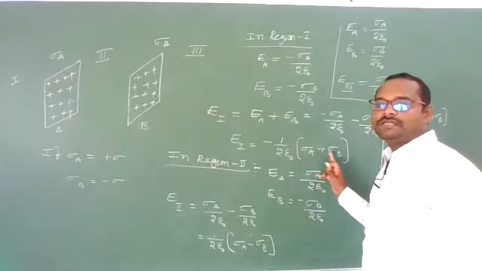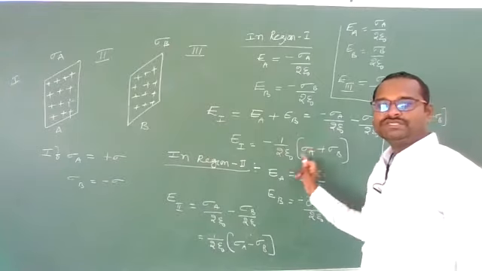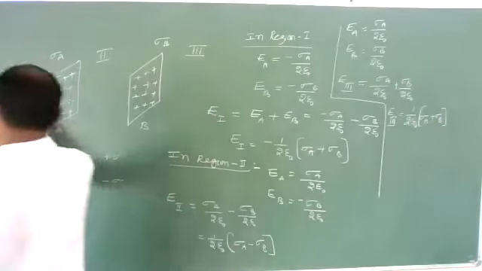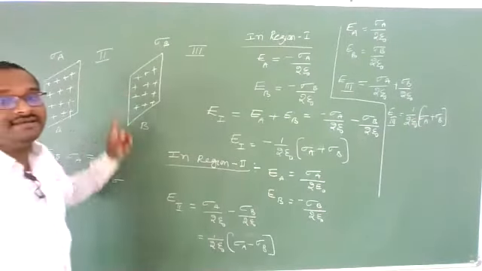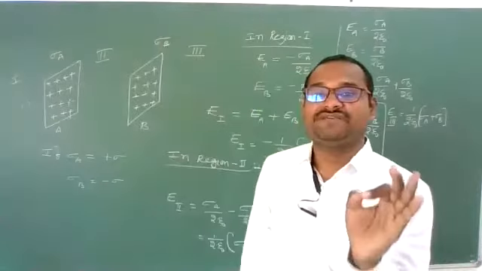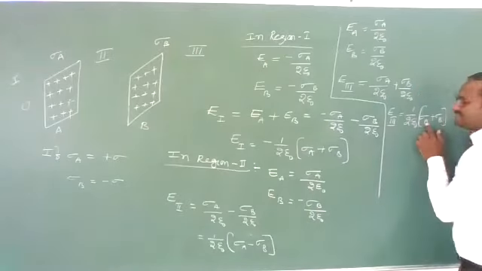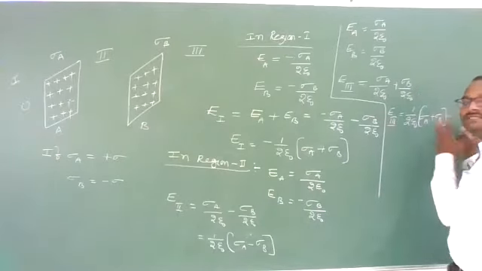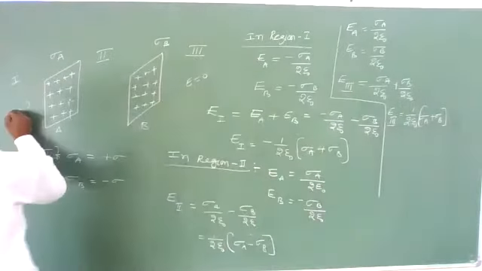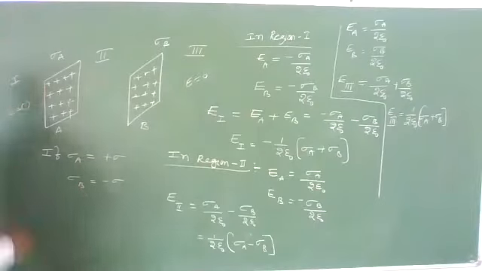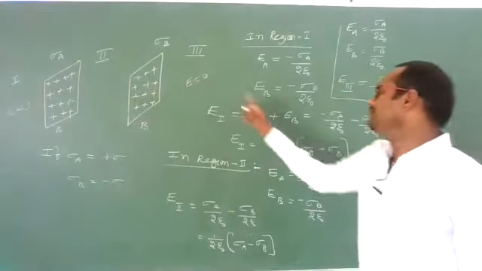You see, in region 1, sigma A value is plus sigma. Sigma B value is minus sigma. Plus sigma minus sigma is 0. 0 into anything is 0. It means the electric field in this region will become 0 when both sheets have equal and opposite surface charge densities. And you see in the third region also, plus sigma minus sigma, you will get again 0. In region 3 also the electric field will be 0. Are you getting clear? The electric field is 0 in region 1 and in region 3.